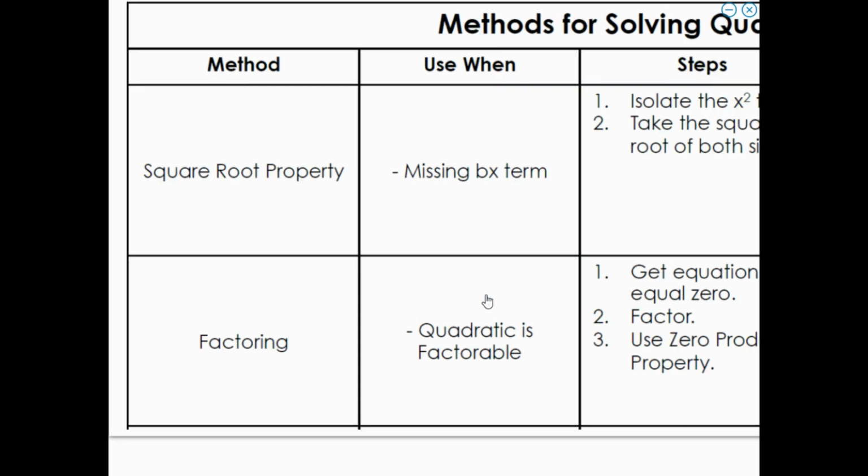But the thing we talked about last Friday, goodness, on Friday last week was the square root property. This one is easiest to use when there's no bx term.